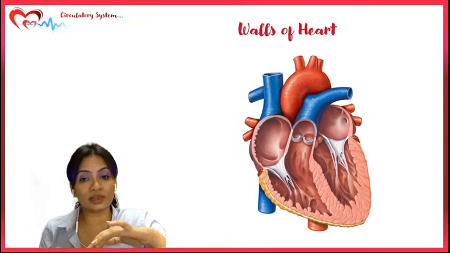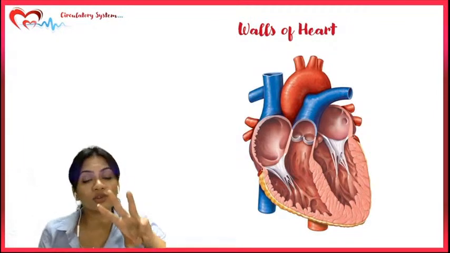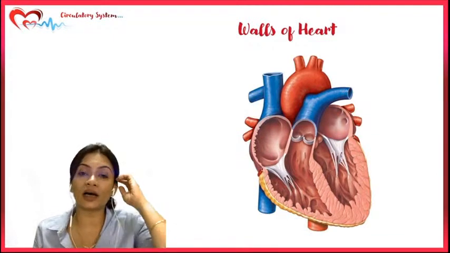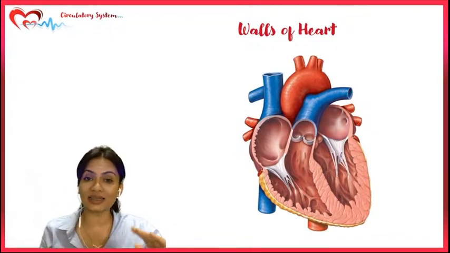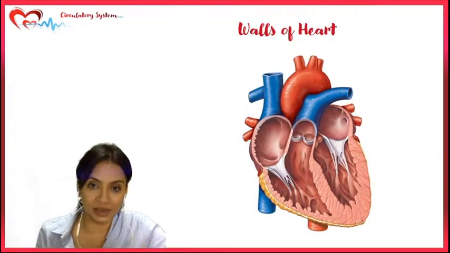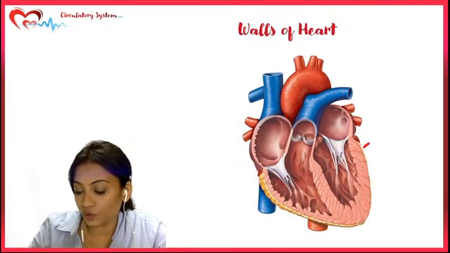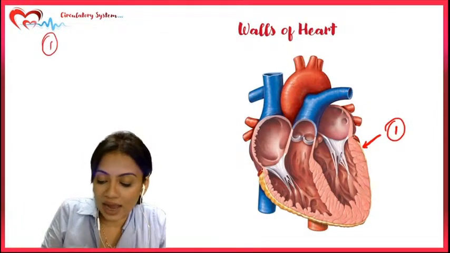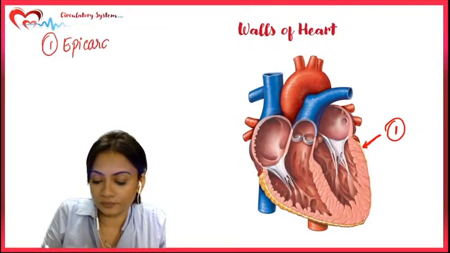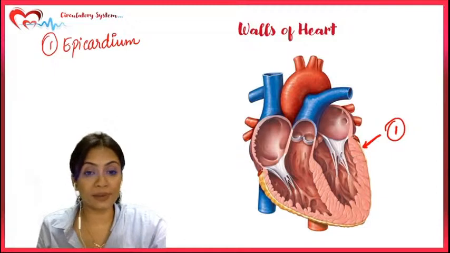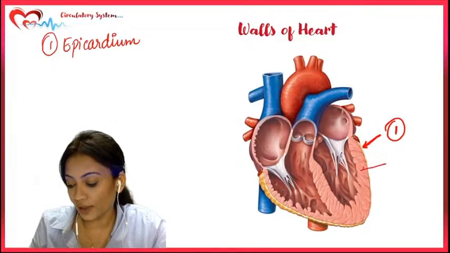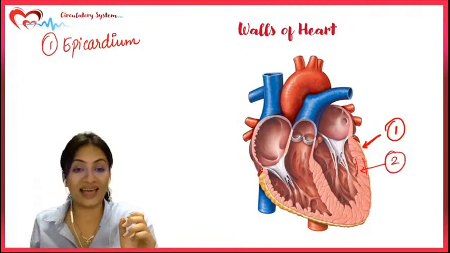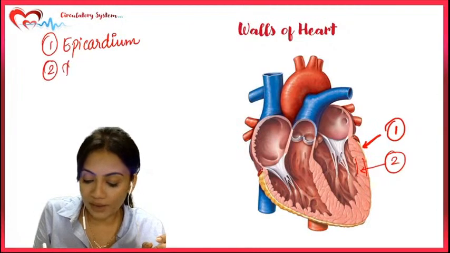Alright. Next we continue with the walls of the heart. There are basically three walls of the heart: the outer, the middle and the inner. We're going to give a common suffix to all of them, and since it is about the heart, we'll give it the name cardium. So when we're talking about the outermost layer, that is called the epicardium. Then talking about the middle layer, the thick muscular layer that you're seeing here, that's our second layer, and that layer is going to be called the myocardium.